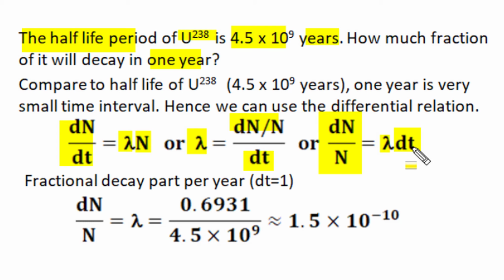And if we take the time interval as 1 year, then the fractional rate of disintegration dN by N is equal to the decay constant, and the product of decay constant and half-life is a constant, natural log 2 or 0.6931. So we can say the decay constant is 0.6931 divided by half-life, and the half-life of uranium-238 is 4.5 × 10⁹ years. When this ratio is solved, the fractional decay amount will become 1.5 × 10⁻¹⁰. That fraction will decay in just 1 year. So uranium-238 has a relatively smaller rate of disintegration or decay, as its half-life is very considerable in duration.